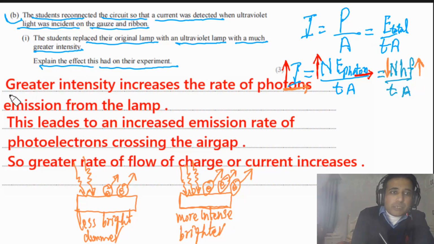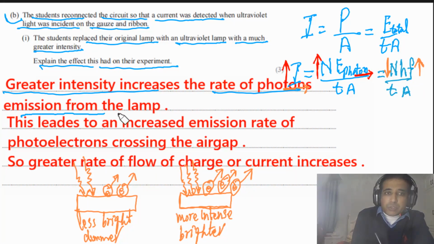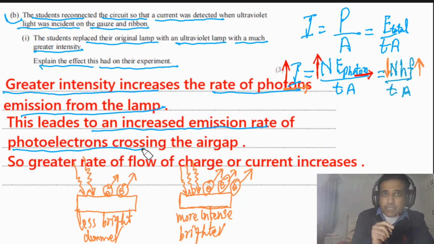The first one, you can say greater intensity increases the rate of photon emission from the lamp. You will get 1 mark. This leads to an increased emission rate of photoelectrons. You will get the 2nd mark.